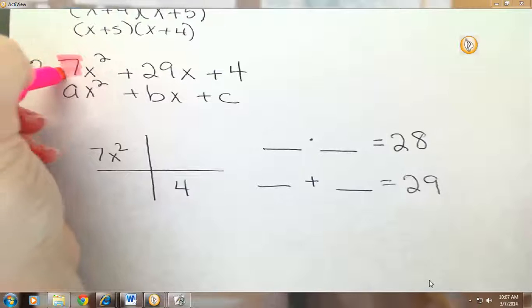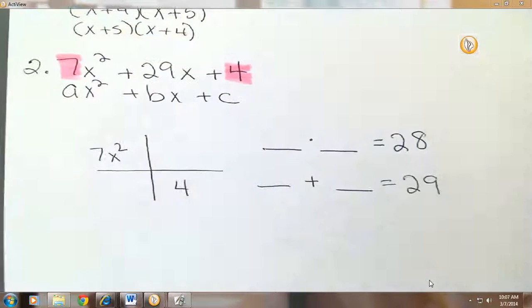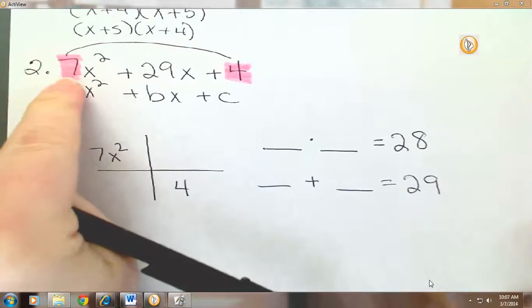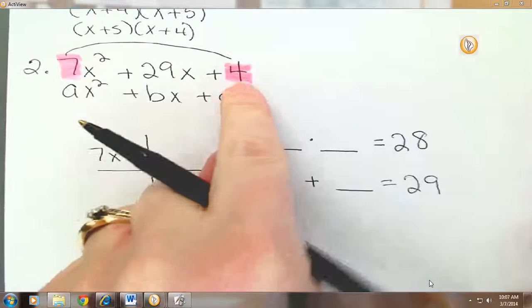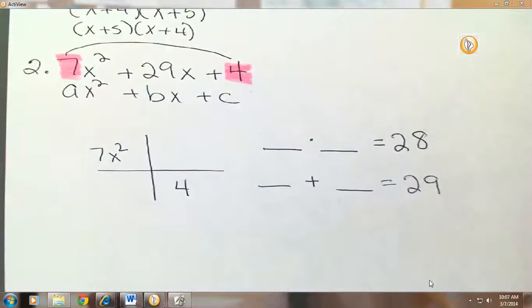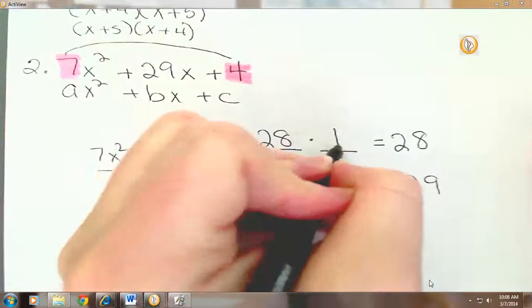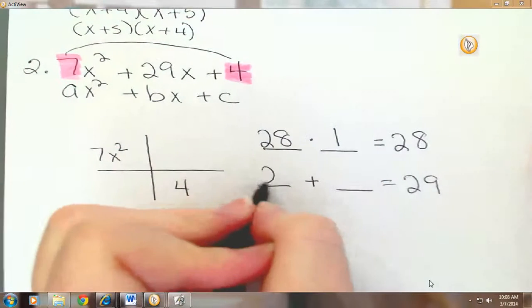7 times 4. See where I got the 7 and 4? I'm going to take that quadratic 7, multiply by that constant 4. 7 times 4 is 28. So we want them to now multiply to 28, but when we add them, we want them to add to 29. What are those factors? 28 and 1. Well, let's use those two factors.